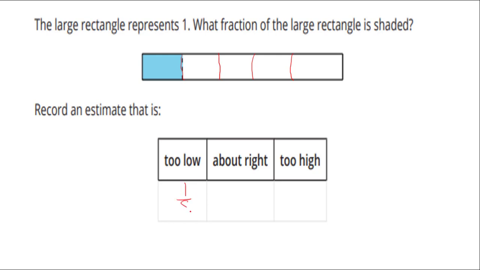1/8. Remember, that 8 means that we would have 8 total pieces. So 1/8 would be smaller than the 1/5. What about right? Well, that would be 1/5. Too high? Well, we only get to eat one of those, so too high might be 2/5.